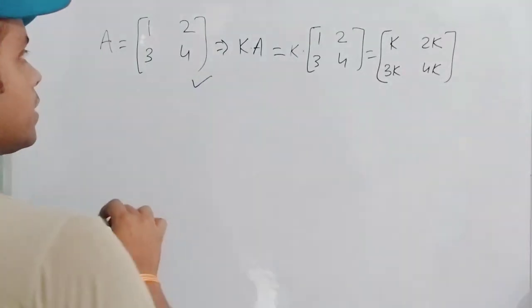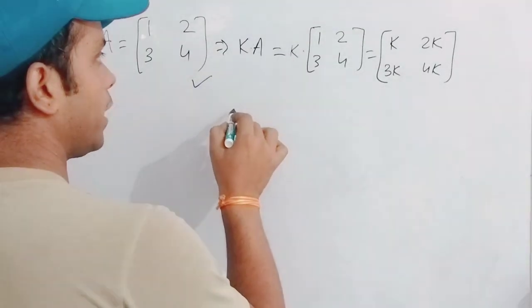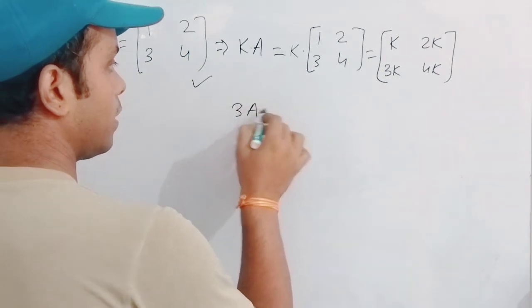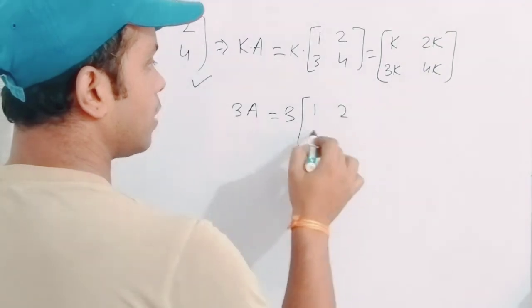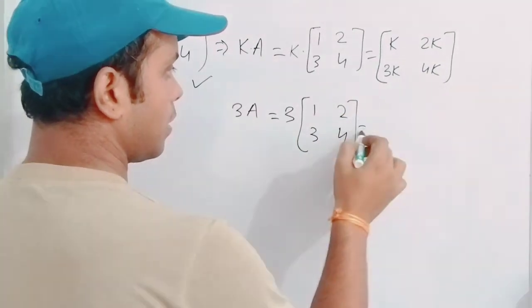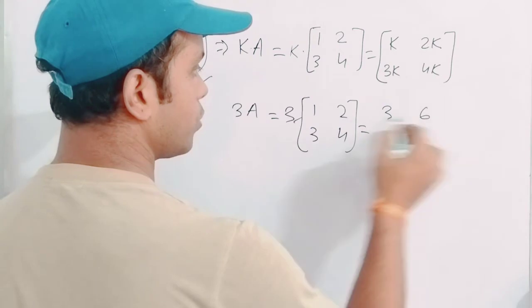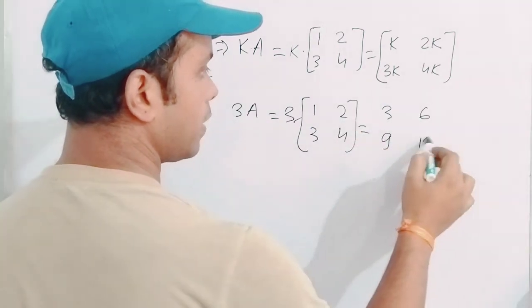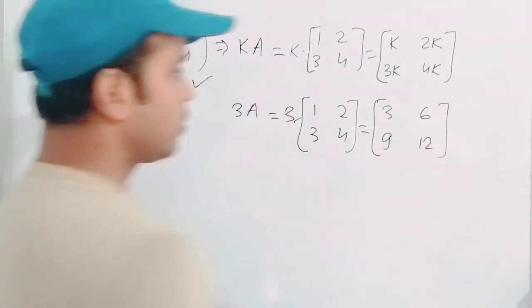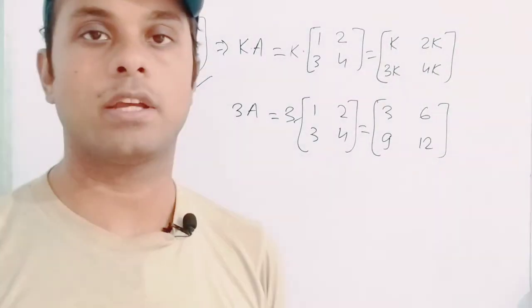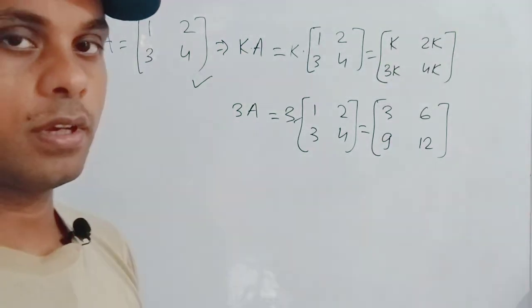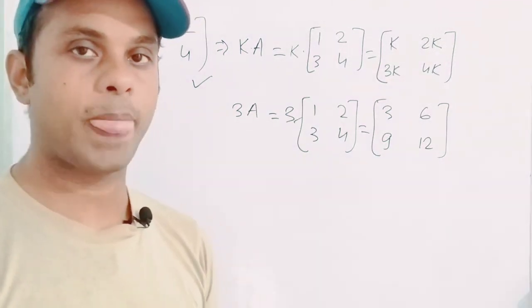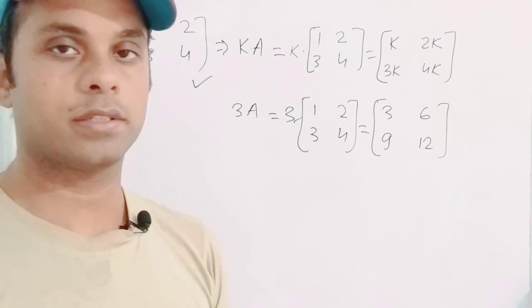Another example. Suppose this is a matrix A. Now I ask you to find out 3A. So what to do? Multiply 3 with all the elements of this matrix. 3 1s are 3, 3 2s are 6, 3 3s are 9 and 3 4s are 12. So this is the way to multiply a matrix with a scalar. Okay friends? You got it.